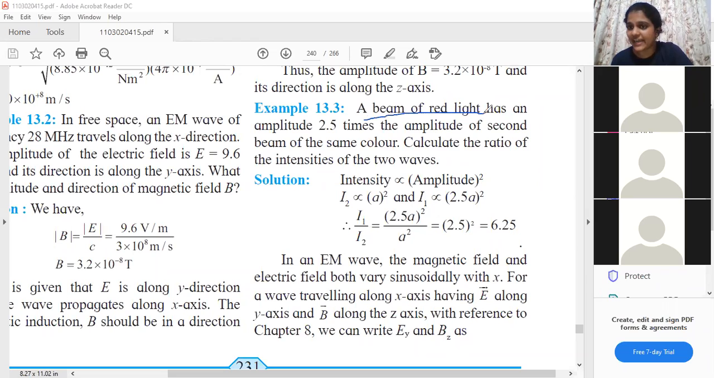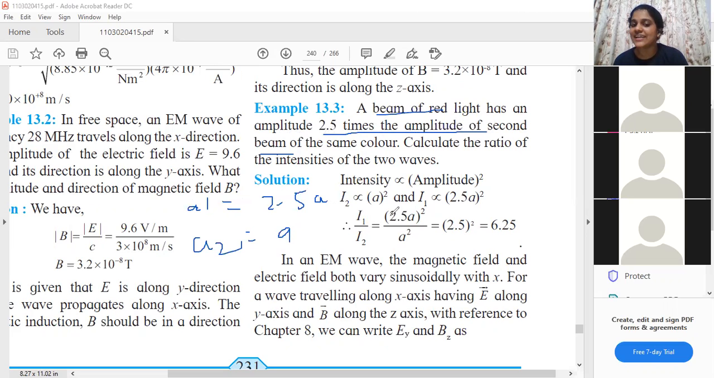A beam of red light has an amplitude 2.5 times the amplitude of the second beam of the same color. You are understanding? I explained it the opposite way. The relation is given for the first amplitude. See, there is A1, and then there is A2. So what they have written is that a beam of red light has an amplitude that is 2.5 times the amplitude of the second beam of the same color. So actually, A1 is 2.5 times A. A is the amplitude of the second beam.